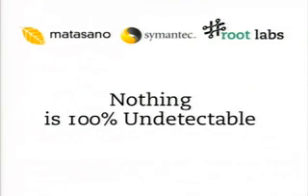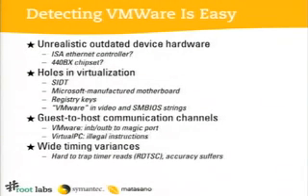So here's the central claim of our talk, which is that nothing is 100% undetectable. Every potential rootkit that's been out there we've found ways to detect it. So Peter's going to talk a little bit about detecting software virtualization. So when people talked about virtualization previously, most people thought about software-based virtualization. And no one seriously thinks those are undetectable anymore.